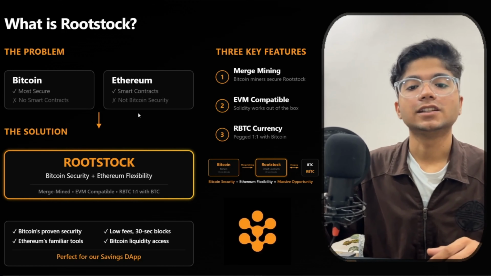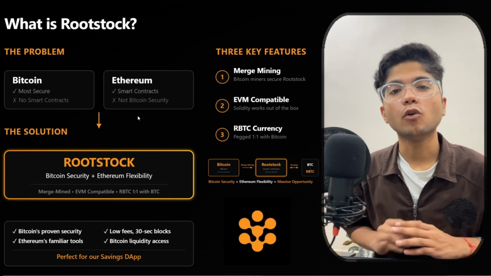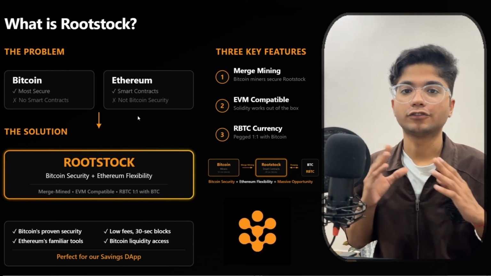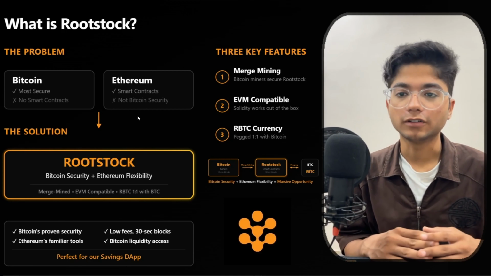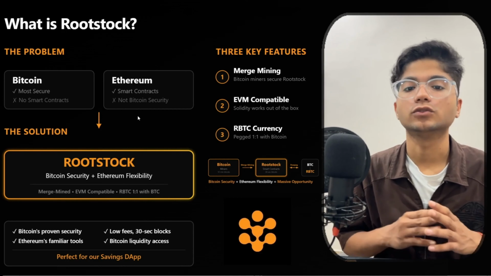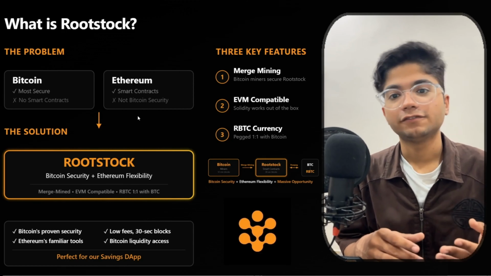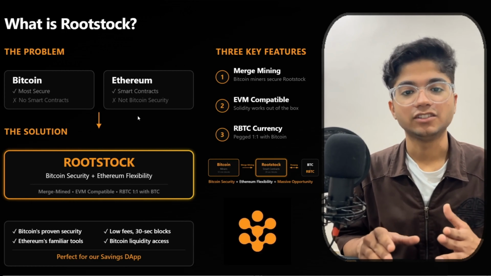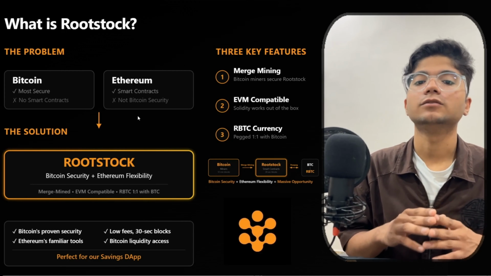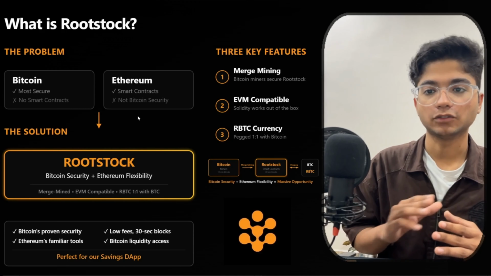Bitcoin is the most secure, most decentralized, most trusted blockchain in the world right now. It has over 60% of the entire crypto market cap. But Bitcoin can't run smart contracts. We all know that. You can't build DeFi, NFTs, or dApps directly on top of the Bitcoin blockchain. That's a massive limitation. On the other hand, Ethereum has smart contracts and a thriving dApp ecosystem.